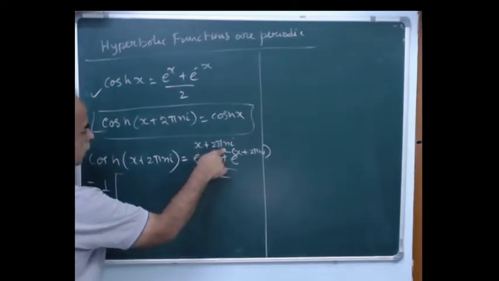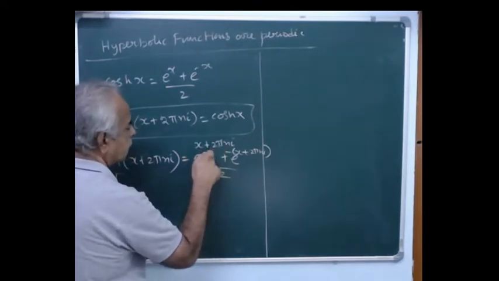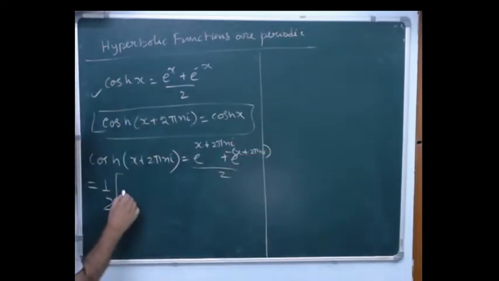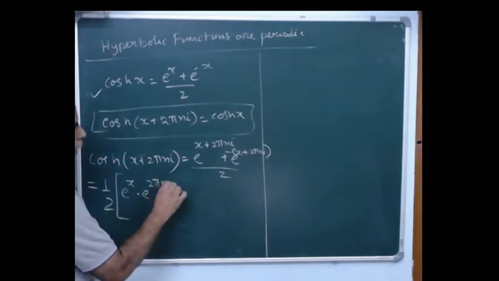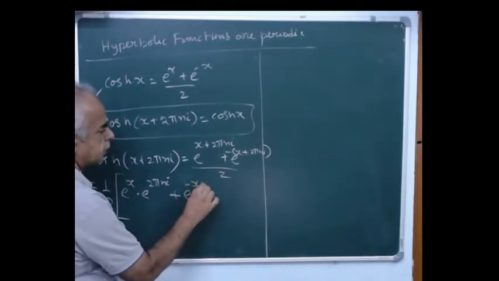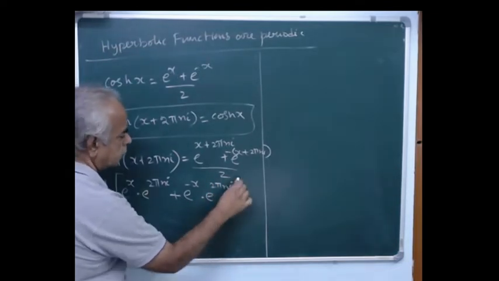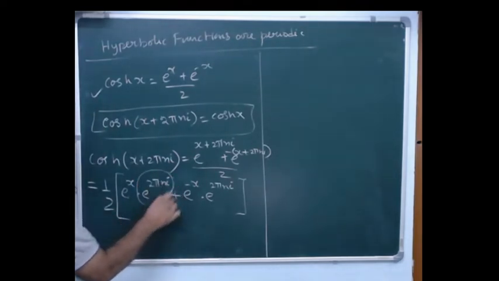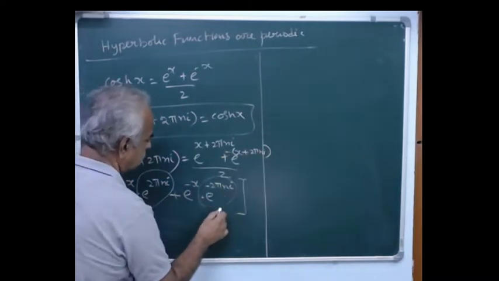So the same thing we can do, that is e power x plus 2 pi ni is nothing but e power x into e power 2 pi ni, according to a power m plus n is equal to a power m into a power n. So e power x into e power 2 pi ni, and then plus e power minus x into e power 2 pi ni, close bracket, right? And we already know this is 1 and this is also 1, because minus of plus.